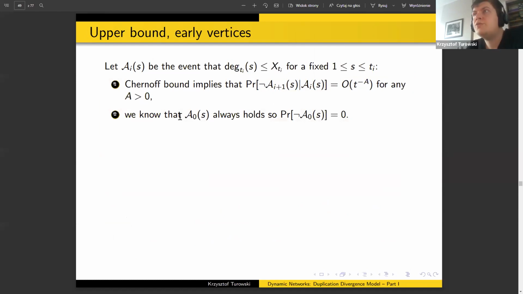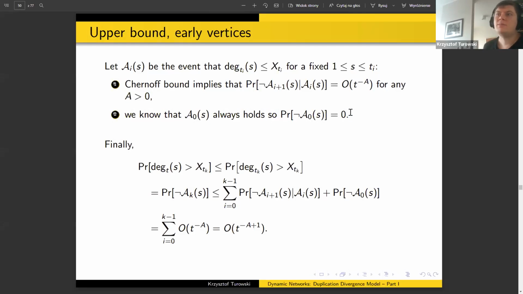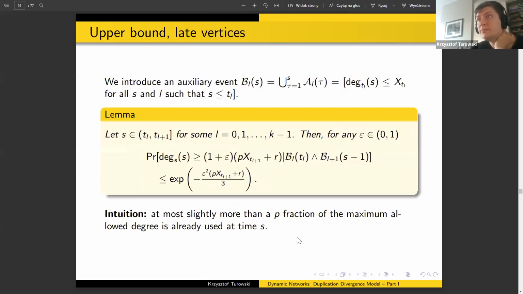And of course, it is obvious that at the starting point, we decide what the degrees are, and we let x of t_0 be exactly that, so that it is greater than the degree of any vertex at time 0. So it holds with certainty. Okay, so by a simple summing argument, we know that the probability that the degree of vertex s at time t does not exceed x of t_k is very small. And since it is very small, then clearly the union of such events is very small.